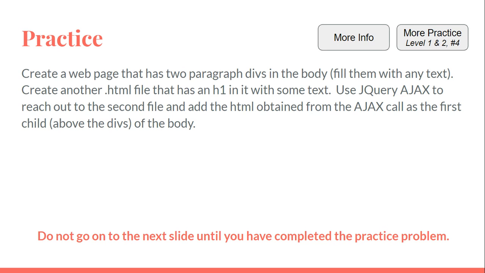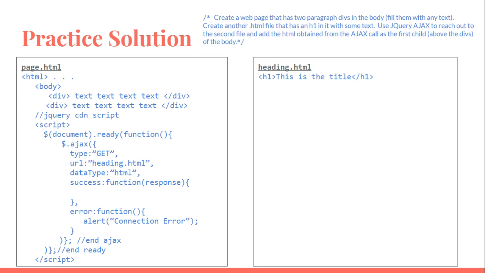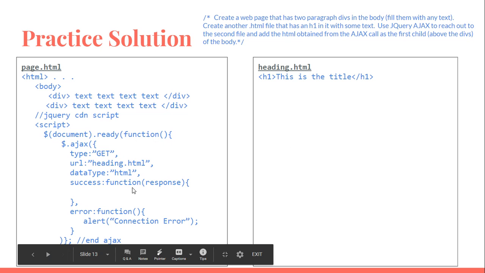Okay, so let's take a look at the solution. Once again, we're creating a web page with 2 paragraph divs in it. So here they are: div, text, text, text, div, text, text, text. I have another HTML file called heading.html, which has an H1 inside of it. And what I'm doing over here on my original page is I'm using jQuery AJAX, and I'm going to reach out to heading.html. Oh, I forgot to write the solution in here.